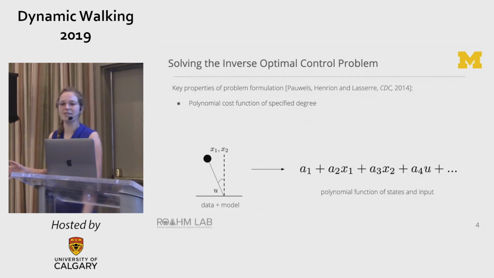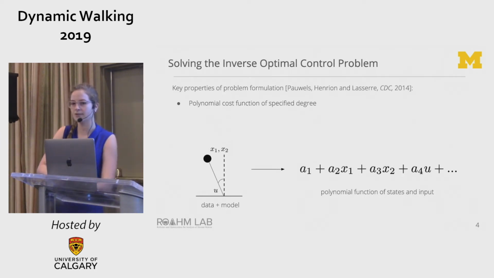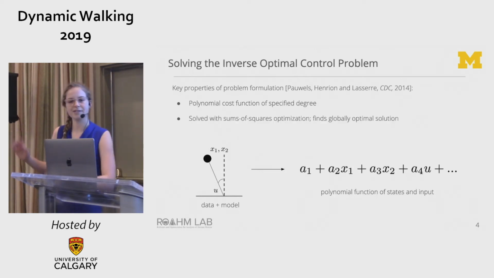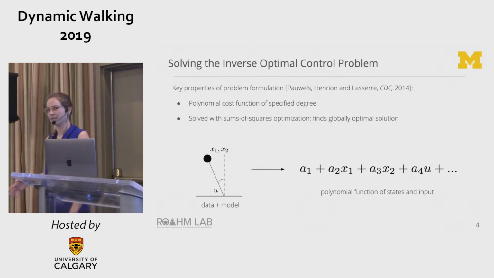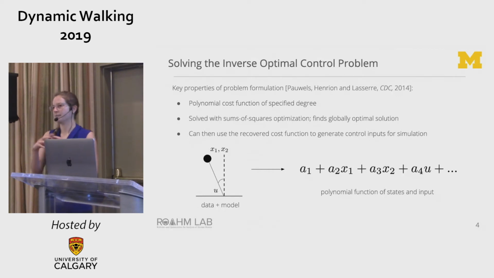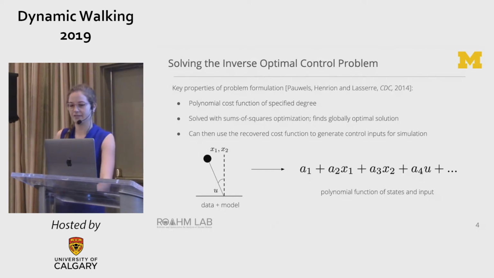And to do this, we used a problem formulation for inverse optimal control developed by Edward Powles. Some key properties I want to highlight are that we are recovering a polynomial cost function, and we can specify the degree. We solve this with sums of squares optimization, which allows us to find a globally optimal solution. And once we recover this objective function, we can then use it to generate control inputs for simulation.